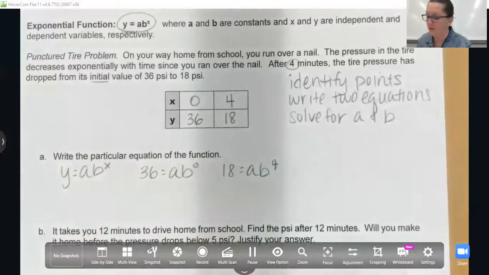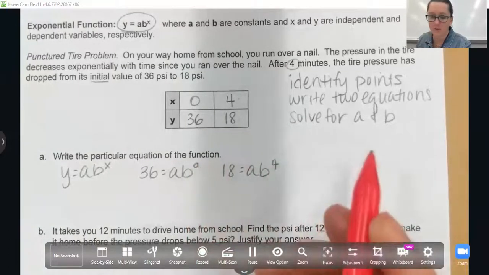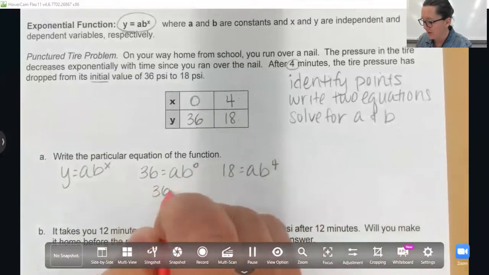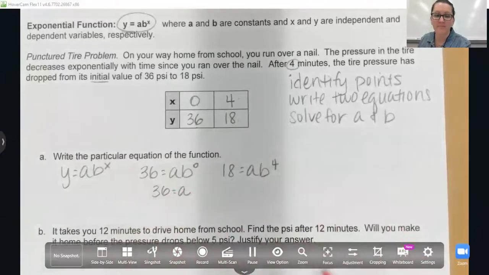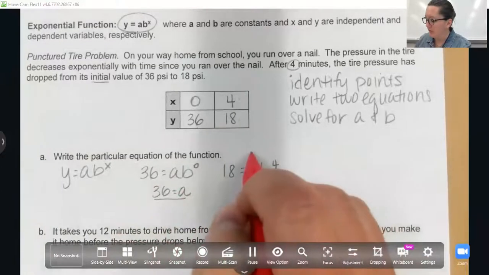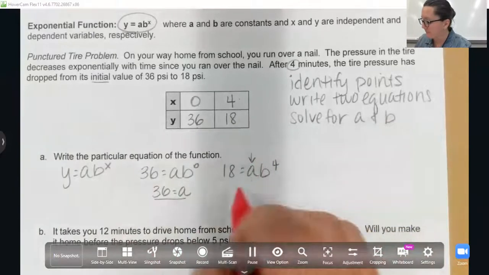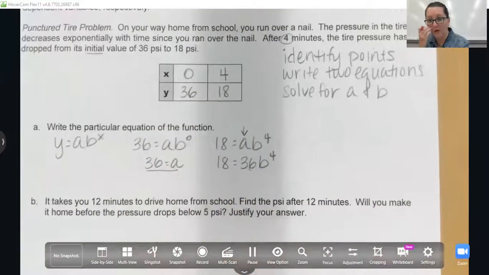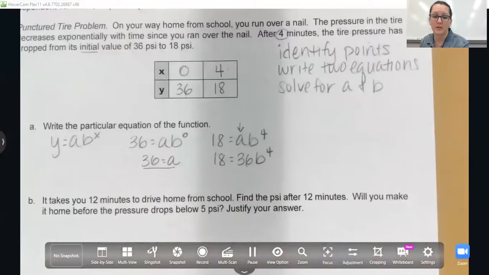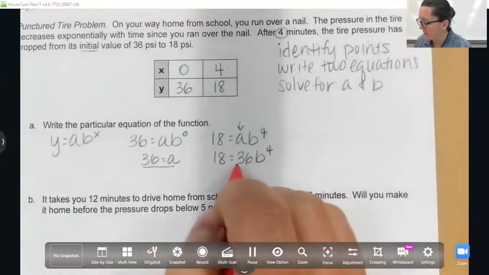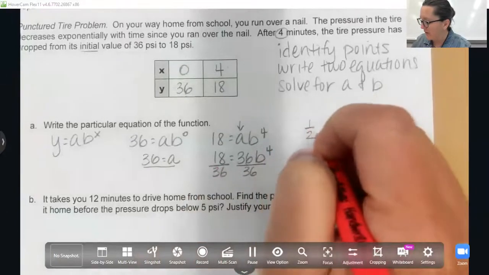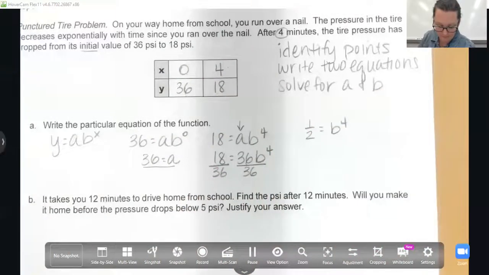All right, so now let's solve. Anything to the 0 power is just 1, right? So that's 1a. So this is nice, 36 equals a. Once I solve for this a value, I can plug it in here. So it's 18 equals 36b to the 4th power. Now we have just one variable. We can go ahead and solve for the b. So I'm going to divide by 36 first. So I have 1/2 equals b to the 4th.